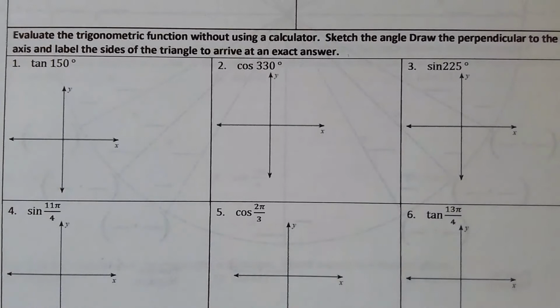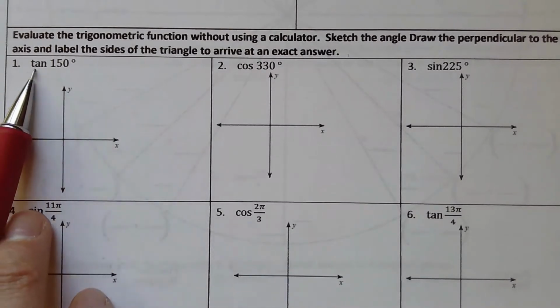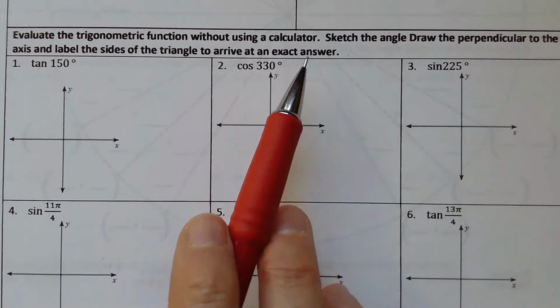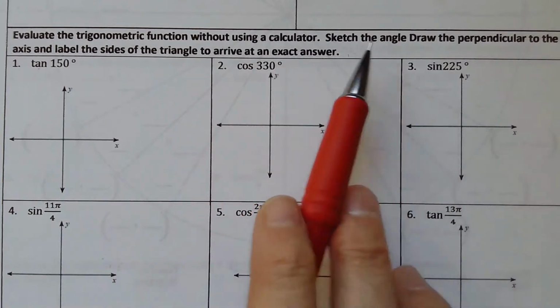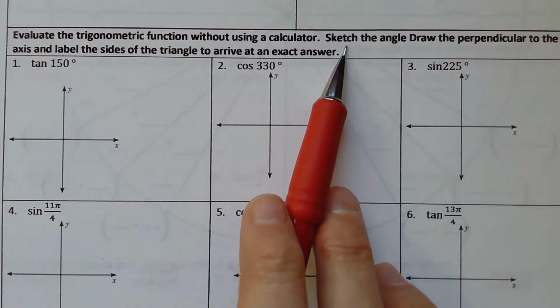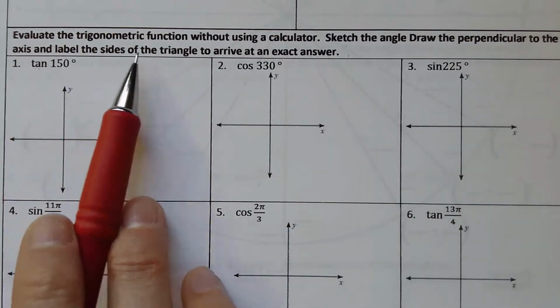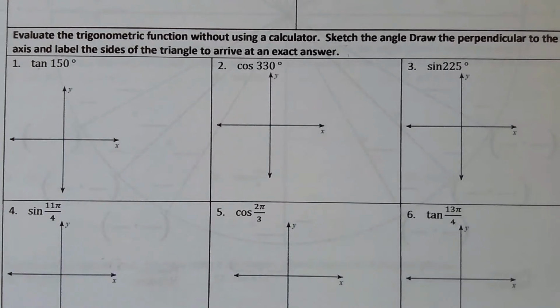So we are going to evaluate the trig function. We're going to find the tangent of 150 degrees. We're not going to use a calculator, so this is not about punching it into a calculator. The process we're going to go through is we're going to sketch an angle, draw a perpendicular to the x-axis, label the sides of the triangle, and arrive at an exact answer.